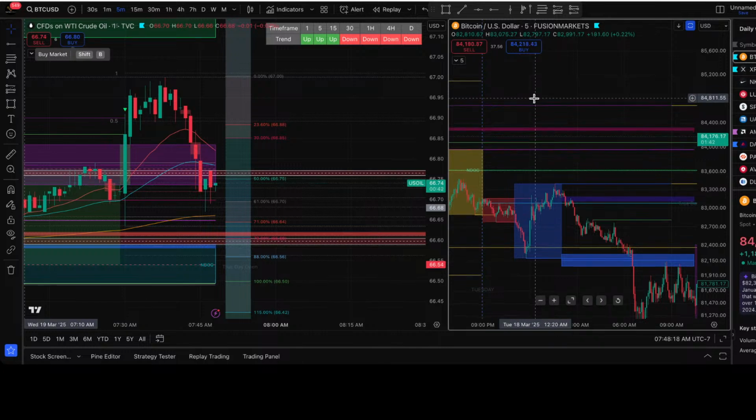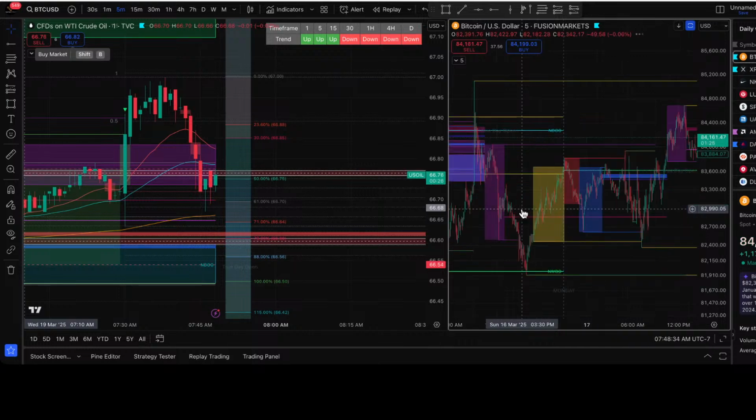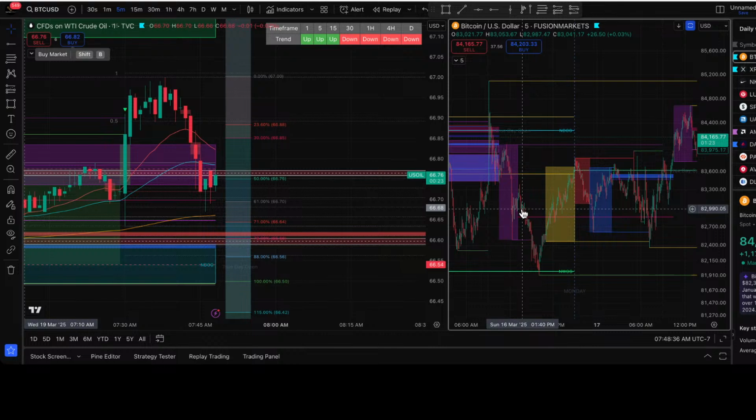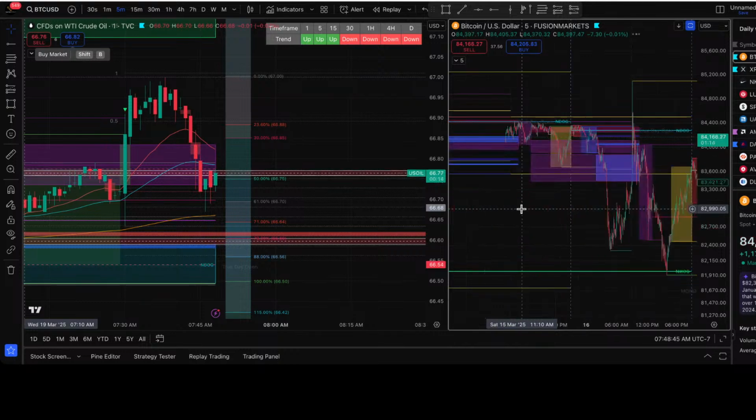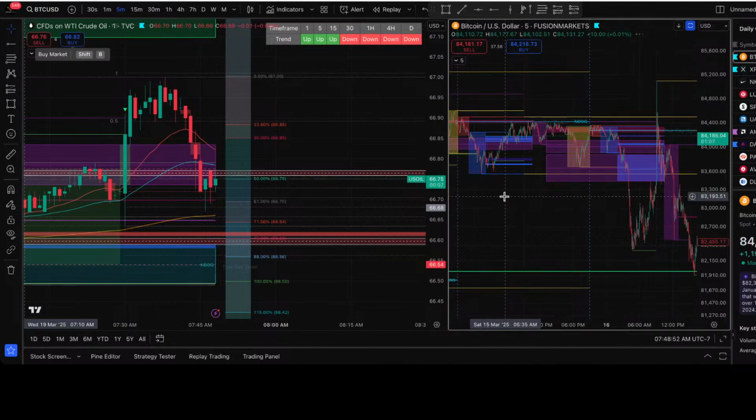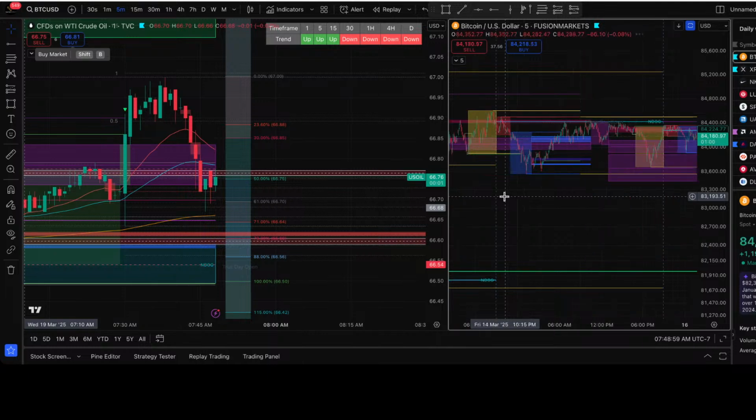Okay, so we backed up quite a bit here. We're back to the 18th. Fortunately, I think it was because we changed the time frame, so we have to go back to Saturday here. Okay, so here's Saturday's Bitcoin session. A lot of zones being created, but we had essentially a buy model.